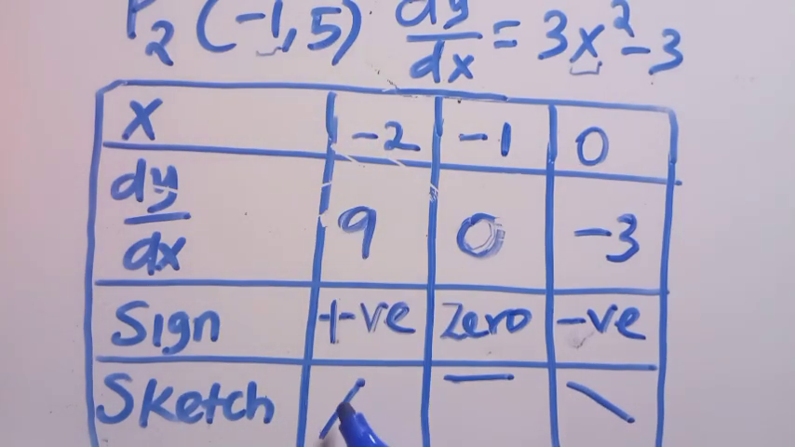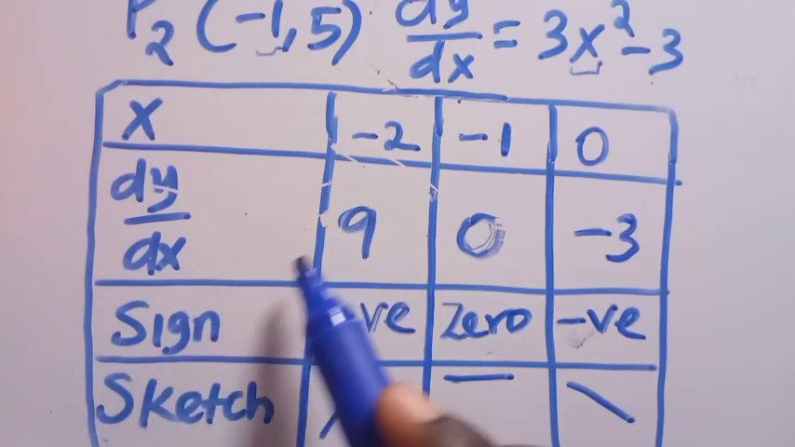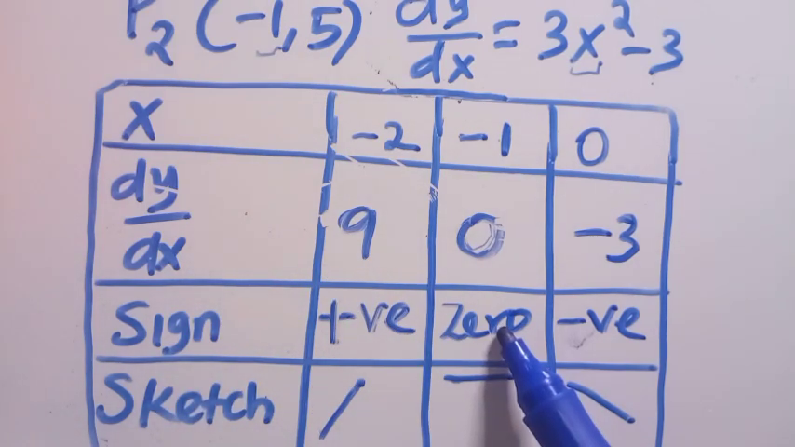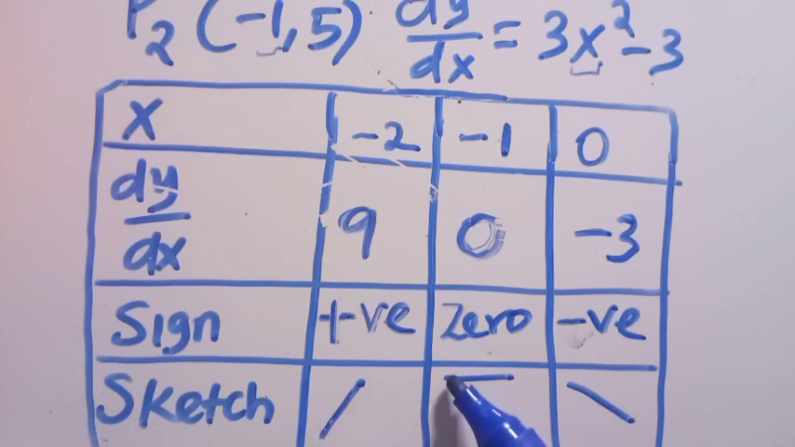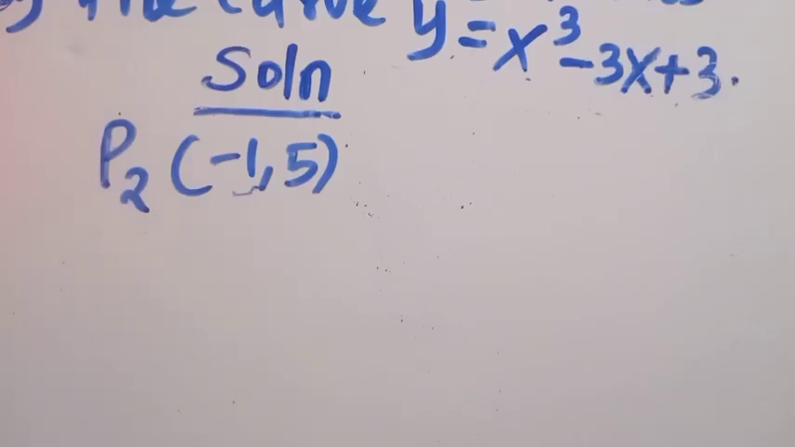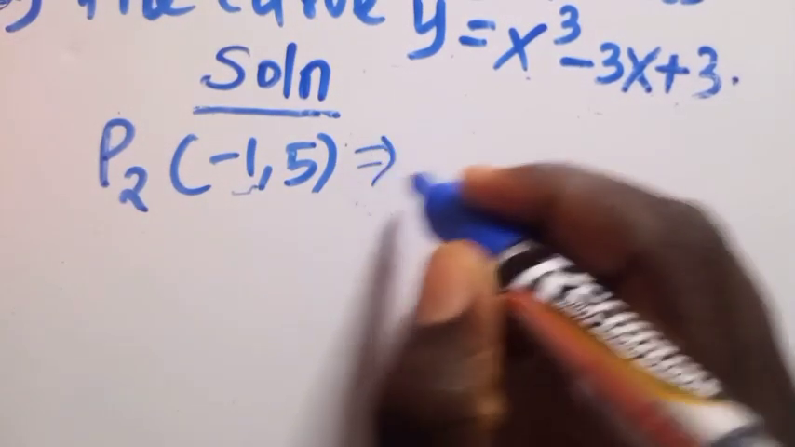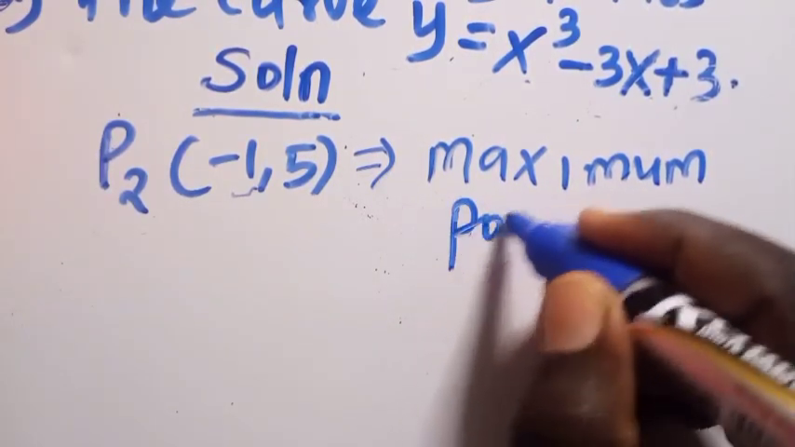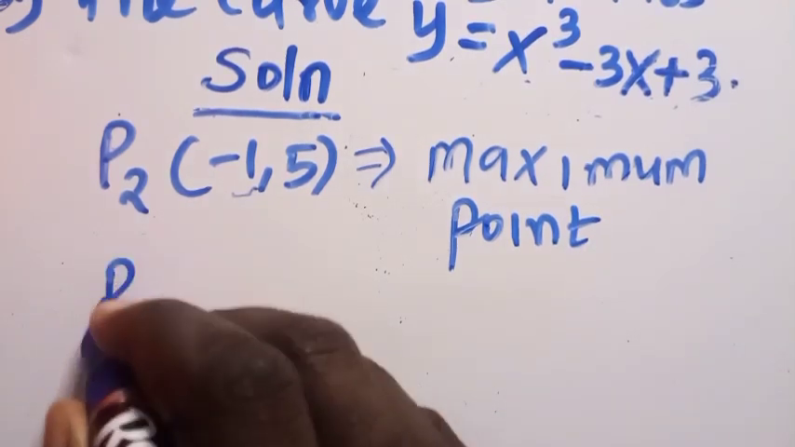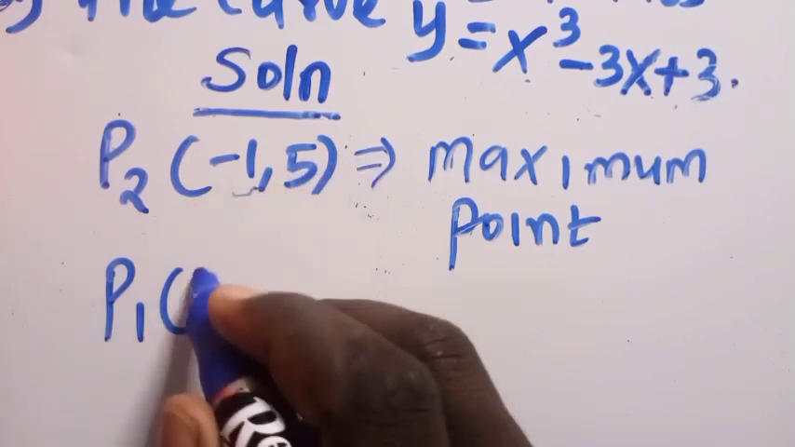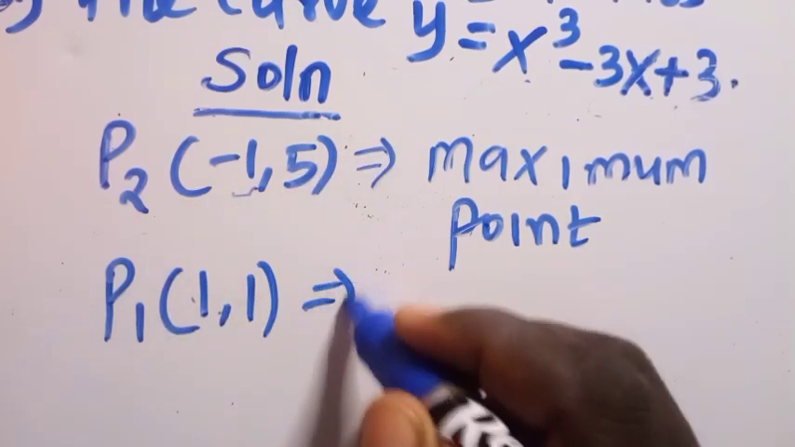So looking at this, the sign of the gradient, or the sign of dy over dx, changes from positive to 0 to negative. And therefore, this is a maximum point. We conclude that this is a maximum point. Point 1, which was 1, 1, was a minimum point.